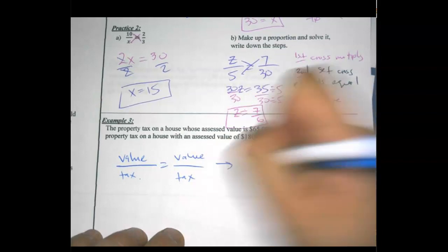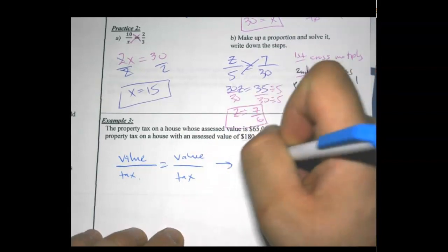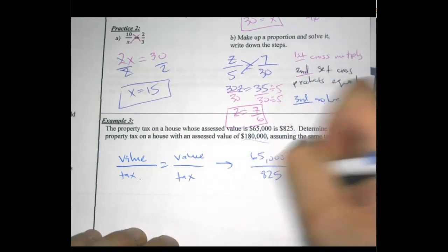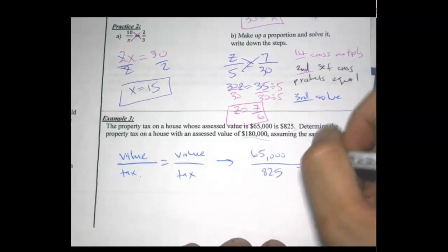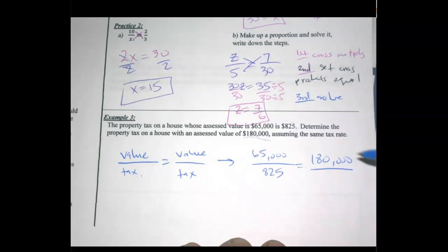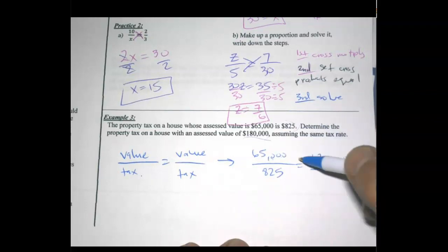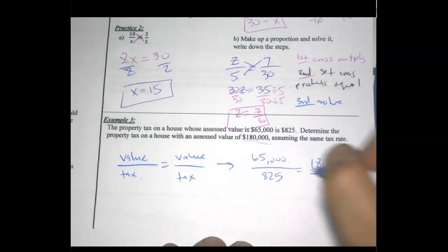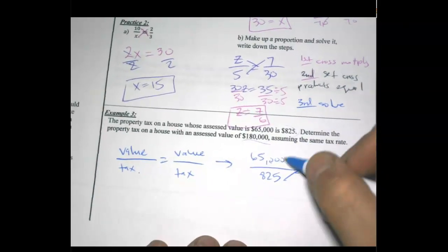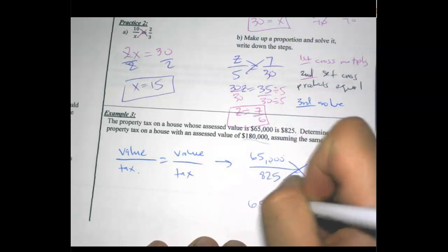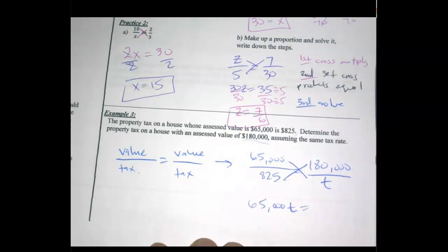So with this in mind, I can take the $65,000 value and I can put that over the tax of $825, and then I can take the value of the other home, which would be $180,000. Notice both values go in the numerator. I have to be consistent with what unit I put in the numerator. And then, well, what is the tax on that home, right? We don't know, so we're going to cross multiply and use the proportion here to figure out the tax on the $180,000 home. So 65,000 times T, that's 65,000T, of course.